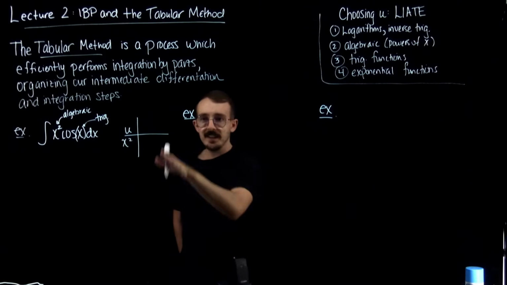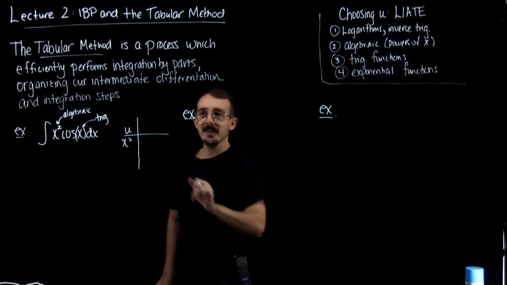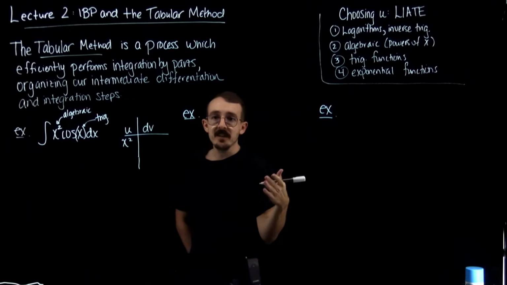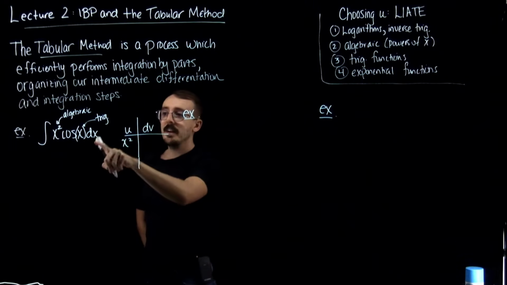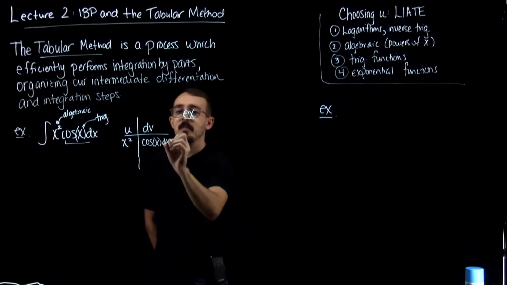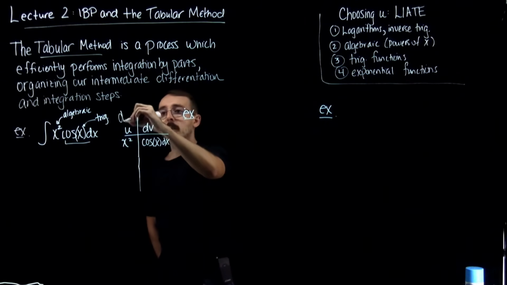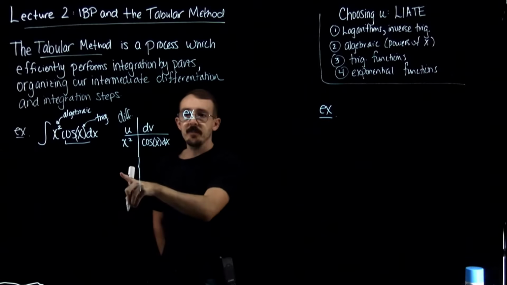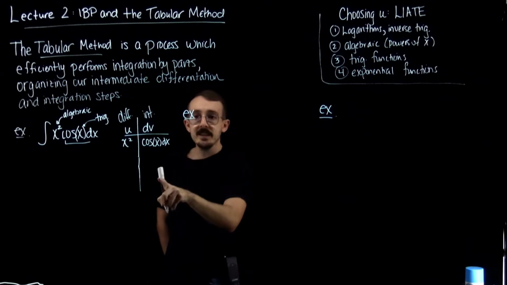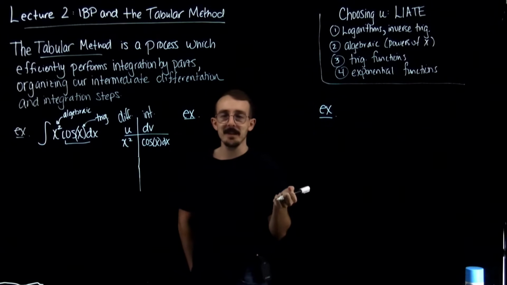This chart is kind of the whole point of the tabular method. This is where all of your work happens. So u is going to go here. And remember, dv is just the other stuff you didn't pick. The other stuff I didn't pick is right here, it's this cosine x dx. What you need to remember for the process here is that in the left column, we're going to differentiate going down, and in the right column, we're going to integrate going down. You have to keep these two things separate. You can't mix them together, otherwise this could become a mess.